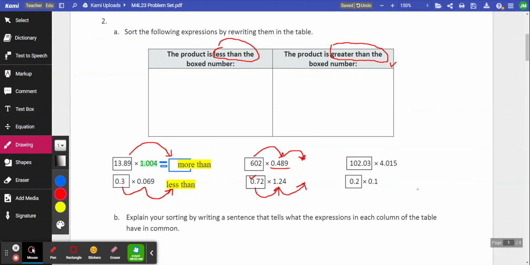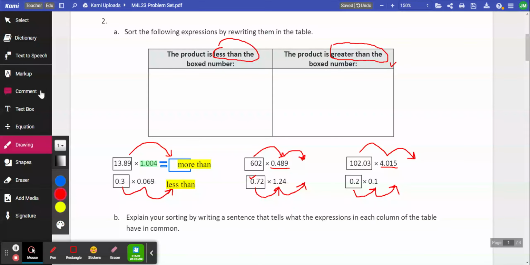Notice here, this one is a 4. That is a whole number that is more than 1. So when you multiply, this is going to make the answer greater than 1. Notice that most of the numbers that are greater than 1 are going to go on the second box on the right hand side. This one is a decimal number times a decimal number. Well, that's going to make the answer even smaller.